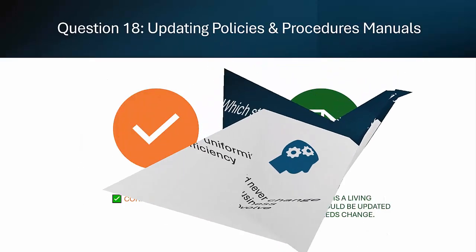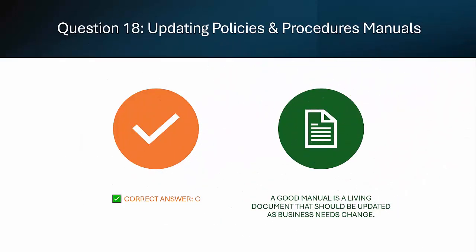Correct answer: C. A manual should not remain unchanged. It must be updated regularly. Why? A good policies and procedures manual is a living document. It must be updated whenever business processes, laws, or best practices change.